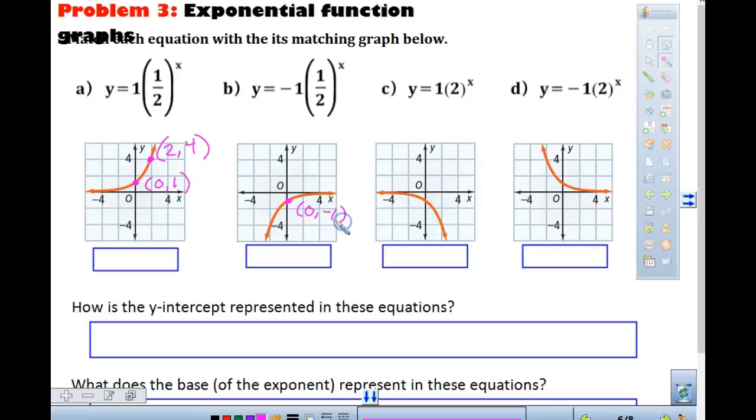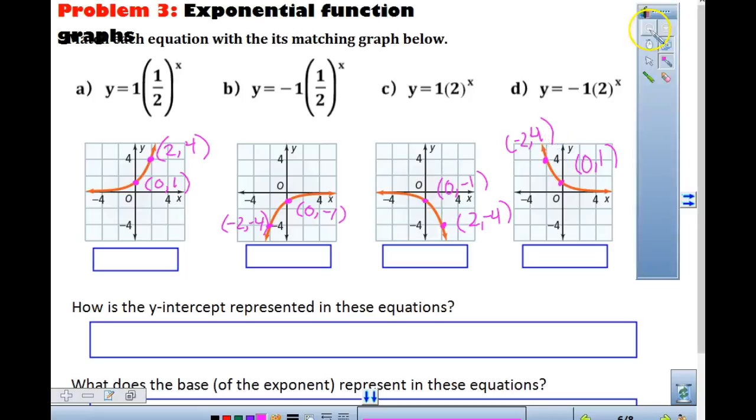Because when you're trying to do this, figuring out which is which, right? This is -2, -4. You should be able to plug in the x value, and it should give you the y value in the equation. That's how you can check to make sure, right? So this is another one where you're at 0, -1. And here we're at 2, -4. This one is at 0, 1, and -2, +4.